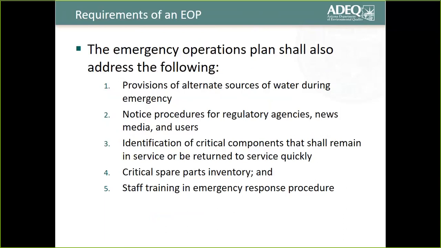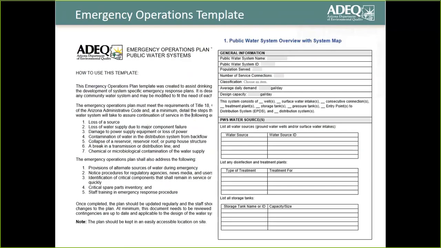The emergency operations plan also has to address provisions of alternate sources of water during an emergency, and how you're going to notify regulatory agencies, news media, and your consumers. It also asks you to identify any critical components that should remain in service or should be returned to service quickly. If you have any critical spare parts, it asks you to have an inventory in there, and also explain how staff is trained in emergency response procedures. So that's basically the emergency operations plan.